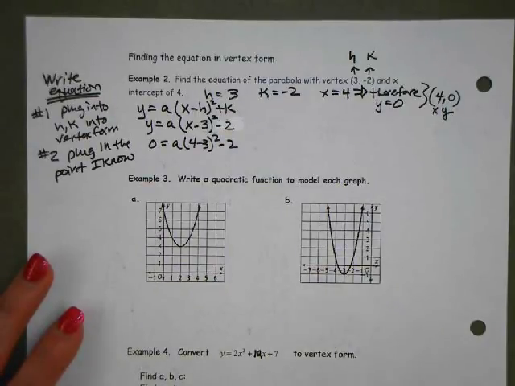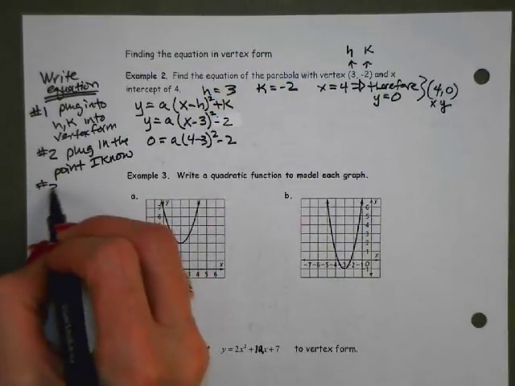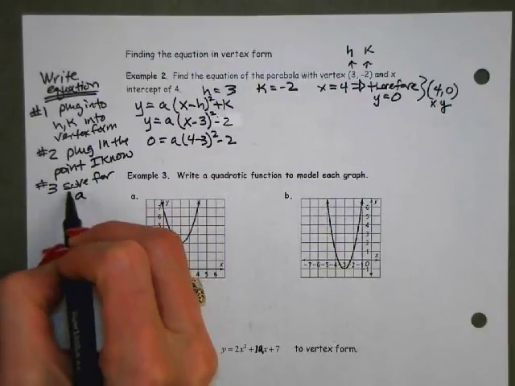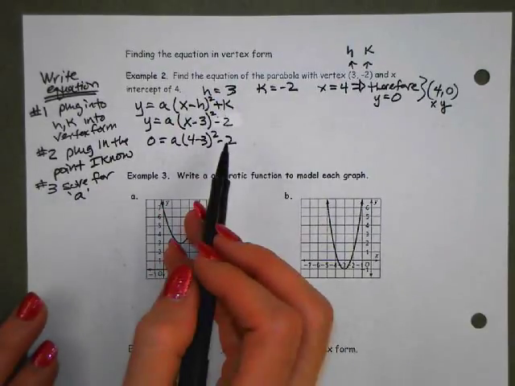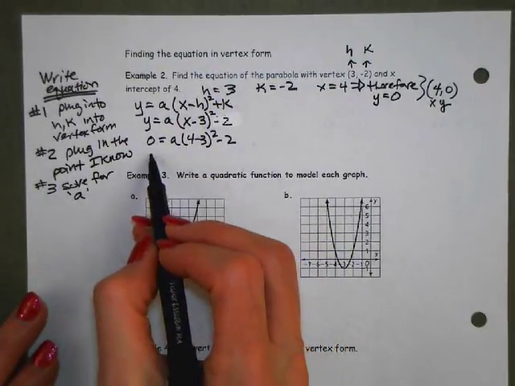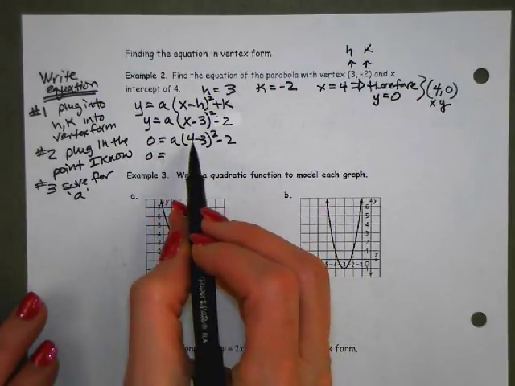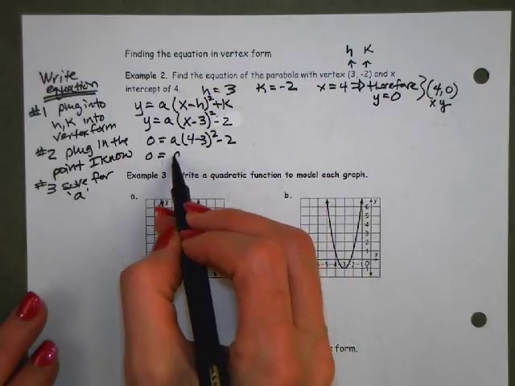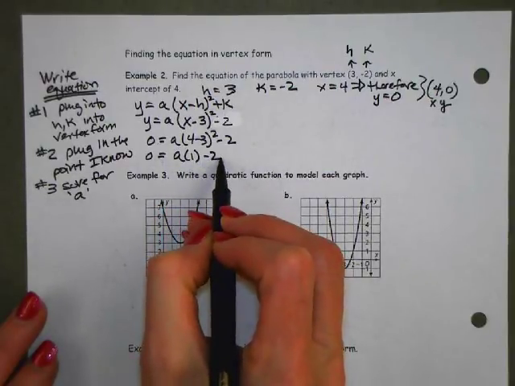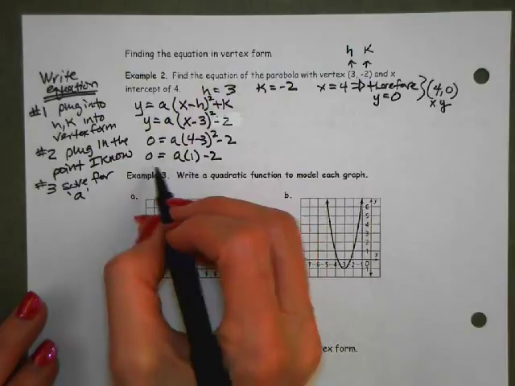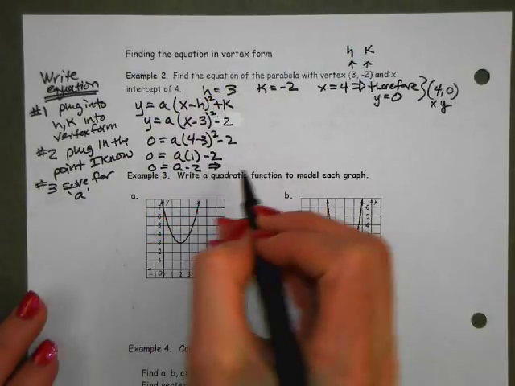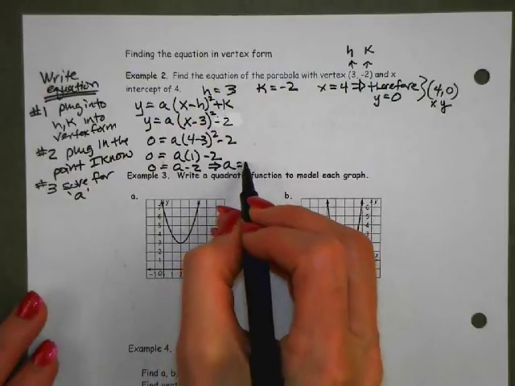So at this point then, I'm going to, number 3, solve for a. Because that's the unknown, right? So that's become 0 equals 4 minus 3 squared is just a, because it's 1, so a times 1 minus 2, which is just really a minus 2. Okay, and then that then becomes a equals 2.